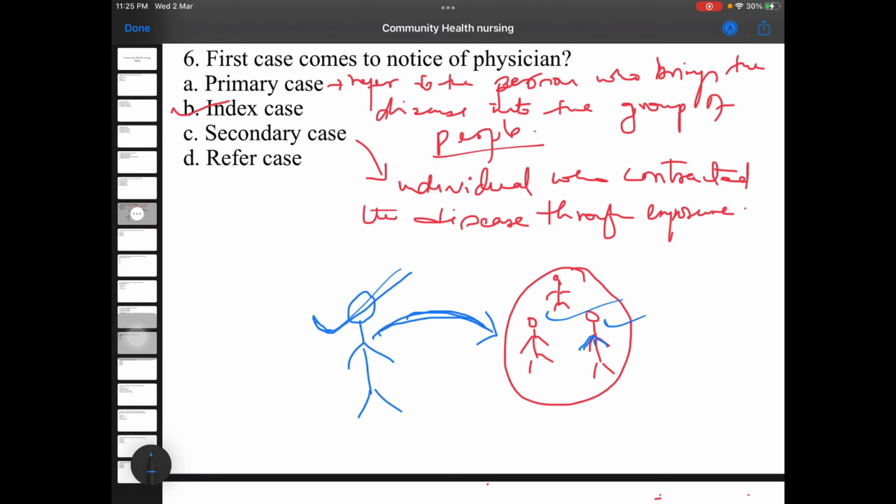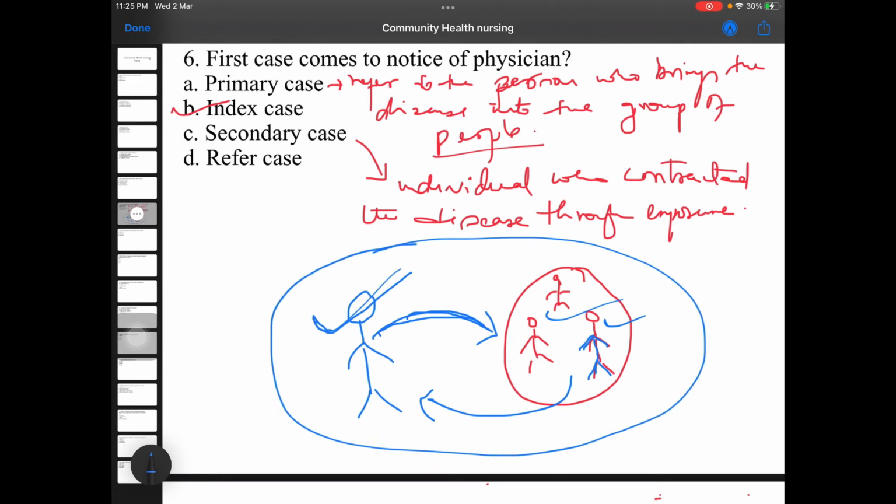and this person develops some signs and symptoms and is identified by a physician. So it's called the index case, or it can also be called the secondary case because it contracted the disease through this person. And in this case, the primary case may not be known because it does not show the signs and symptoms. So in this case, it may not be known which one is the primary case.